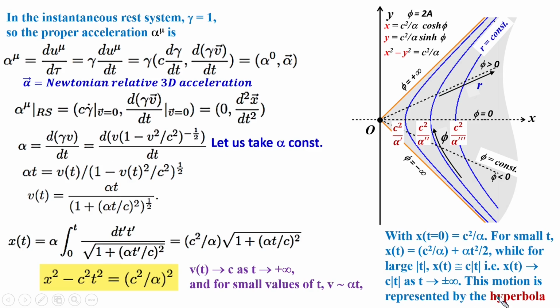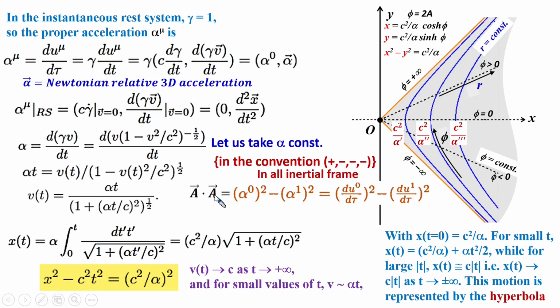This motion is represented by a hyperbola. Now, in the convention of plus minus minus minus, for the time component you take plus. Some people take minus plus plus plus, but here I take the time component as plus and the spatial component as negative. Then you can show the dot product of the acceleration four-vector is nothing but, in this convention, instead of plus it becomes minus here because of this condition.